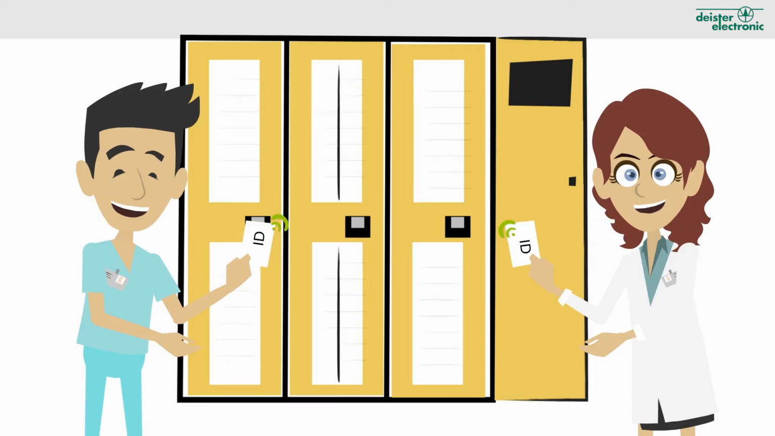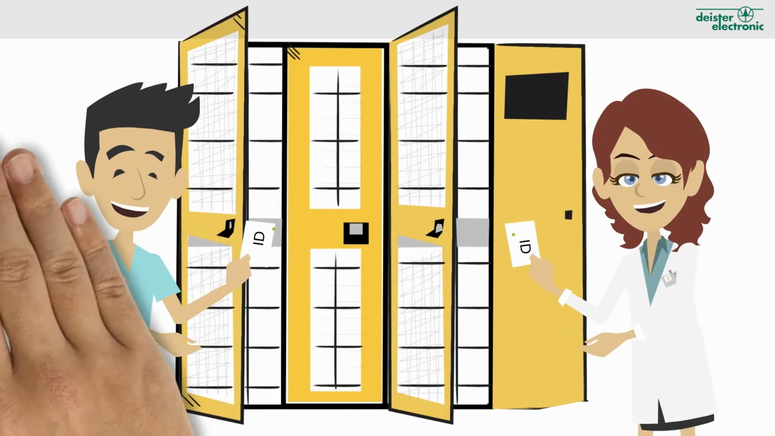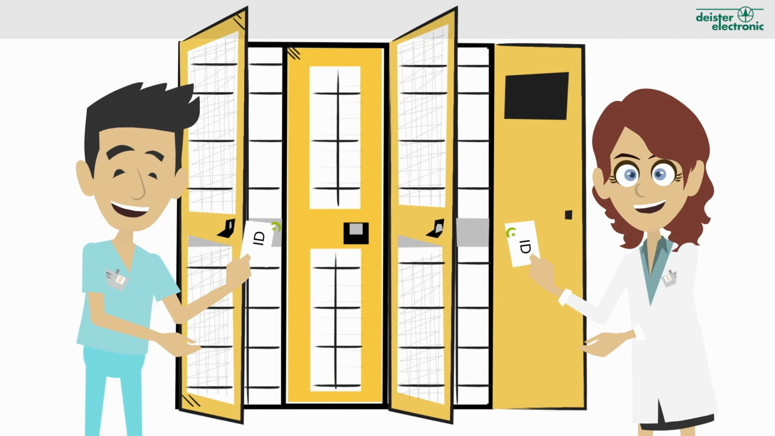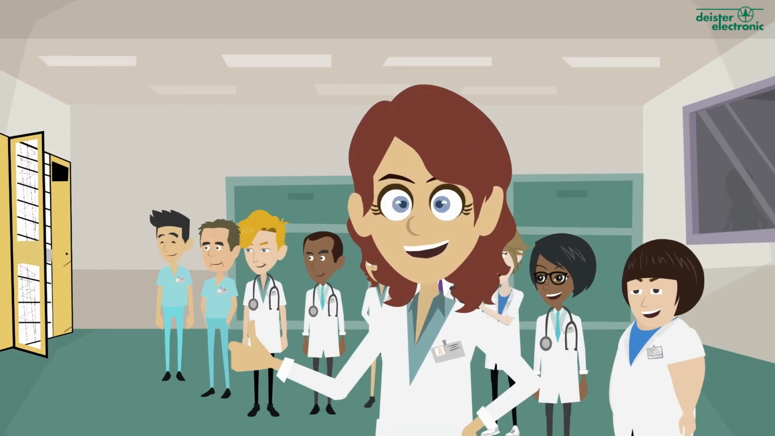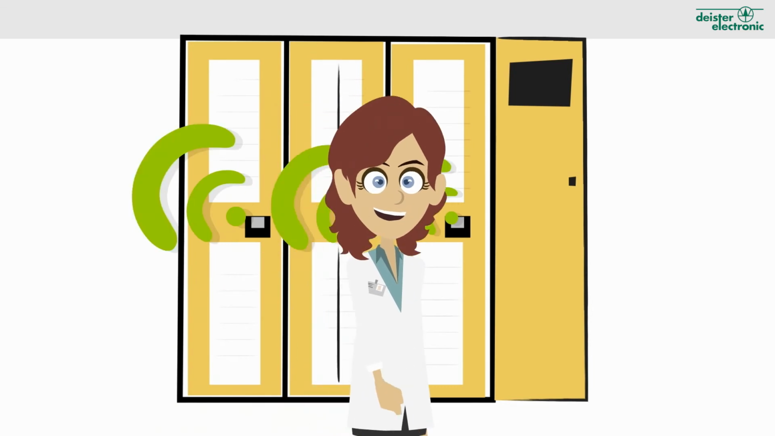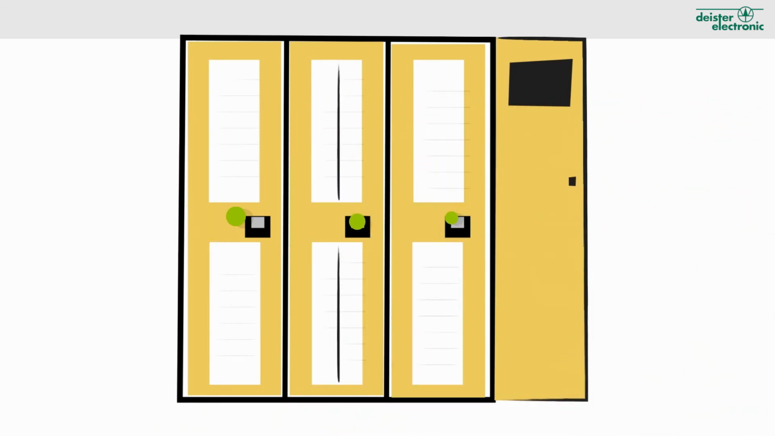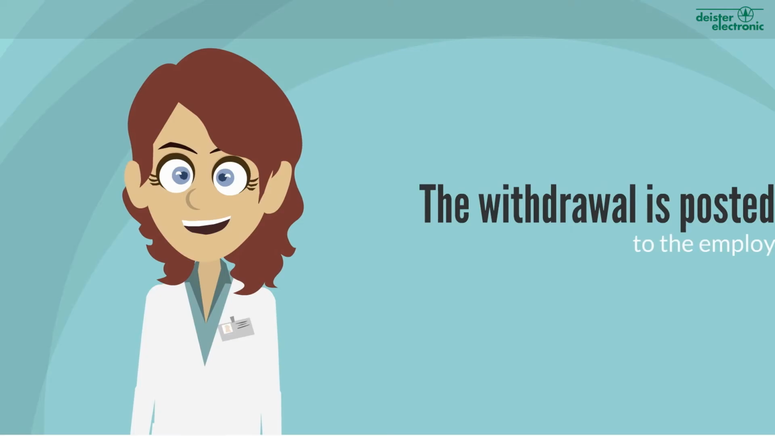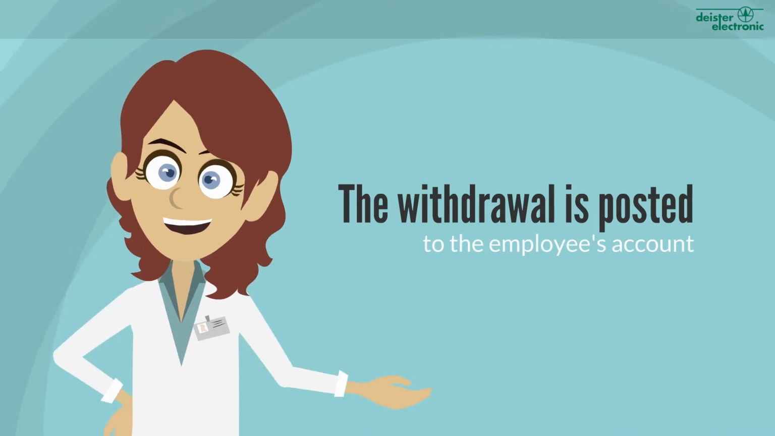The employee has access to his assigned clothing with his RFID transponder at any time of the day. And several textile cabinets can be opened at the same time. No queues anymore. When closed, the cabinet automatically creates an inventory using a UHF RFID reader, and the withdrawal is posted to the employee's account.